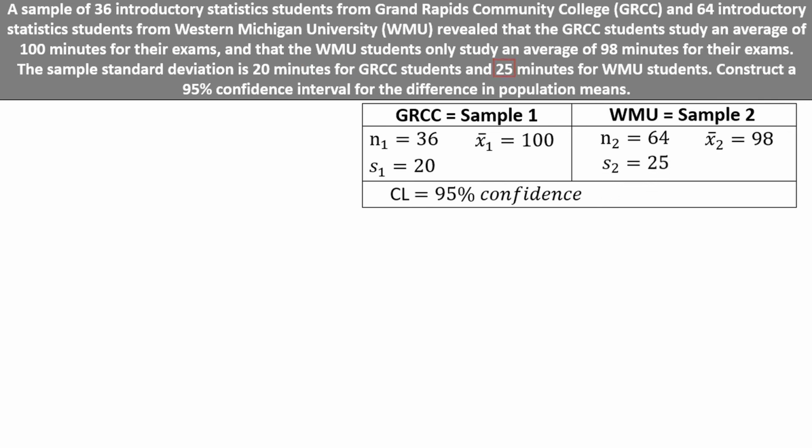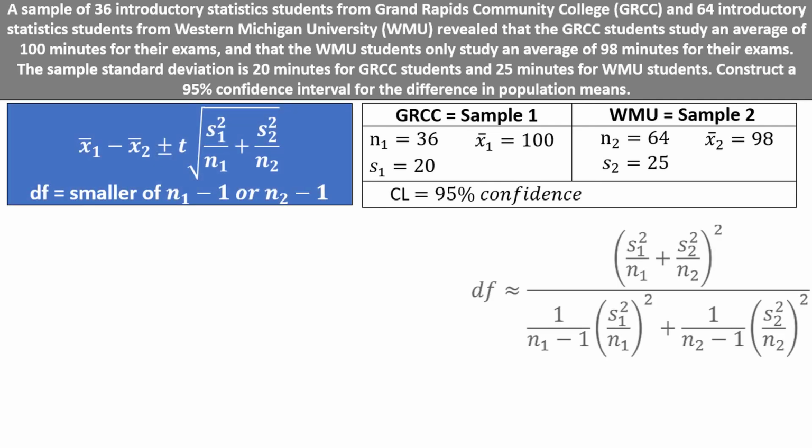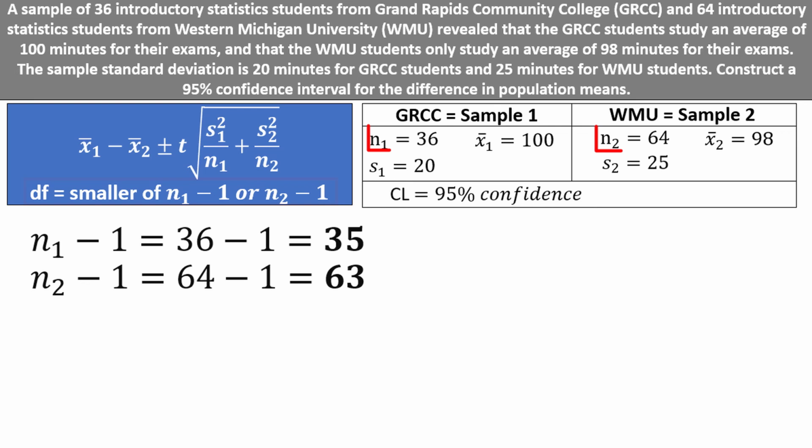Since the population standard deviation is unknown, we must use this formula. The degrees of freedom technically should be found by using this complicated formula, but instead can be conservatively estimated by either n1 minus 1 or n2 minus 1, whichever is smaller. In our case, n1 minus 1 is 35 and n2 minus 1 is 63. The smaller value is 35, so the degrees of freedom for our example is 35.